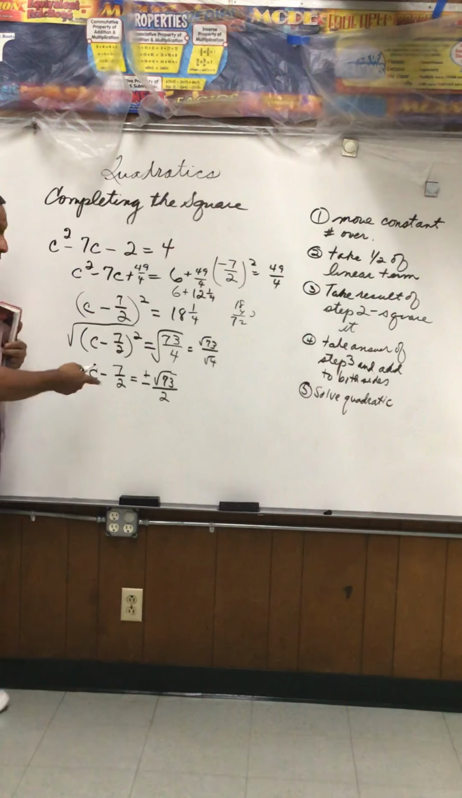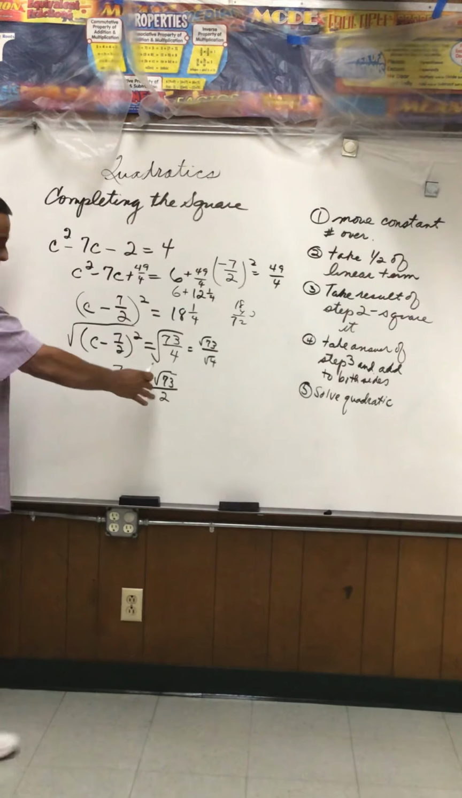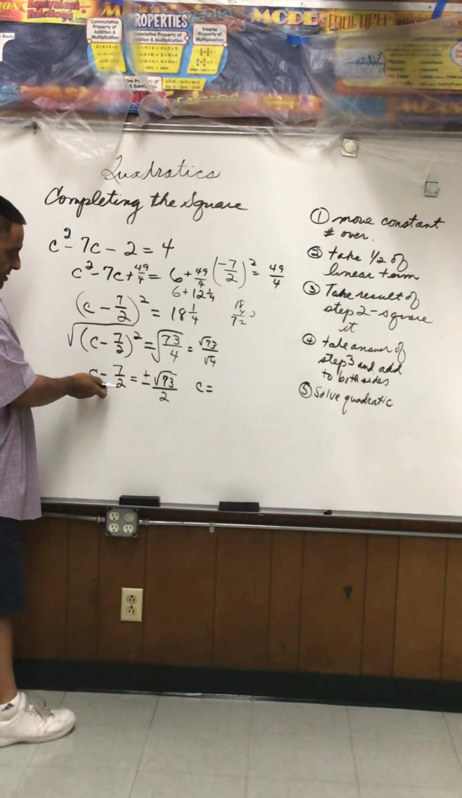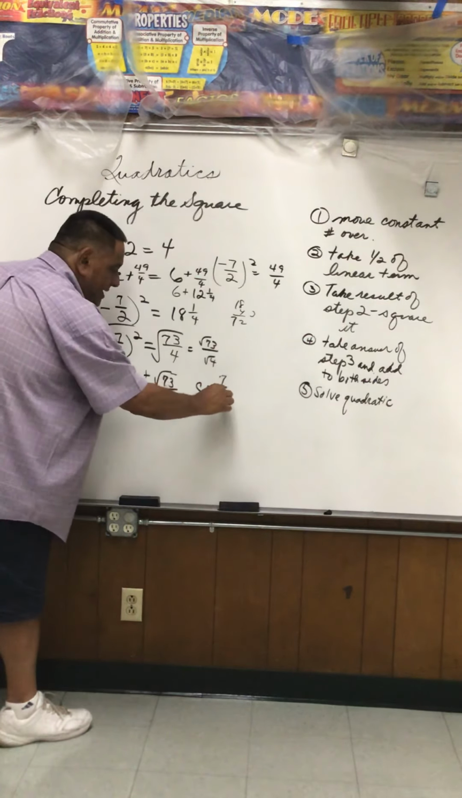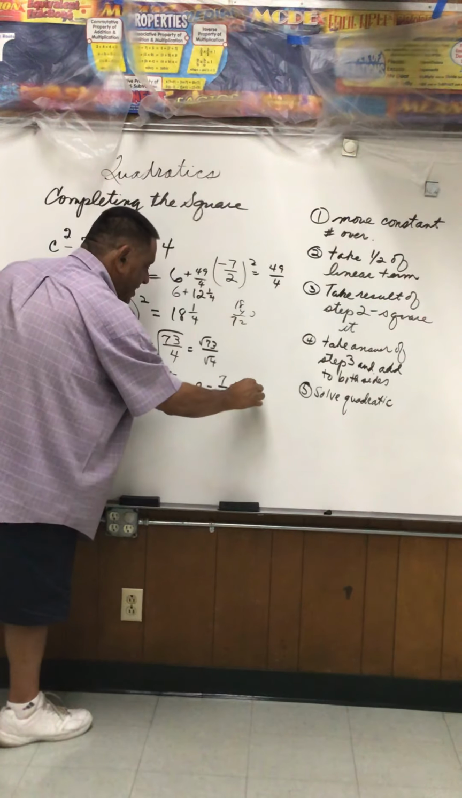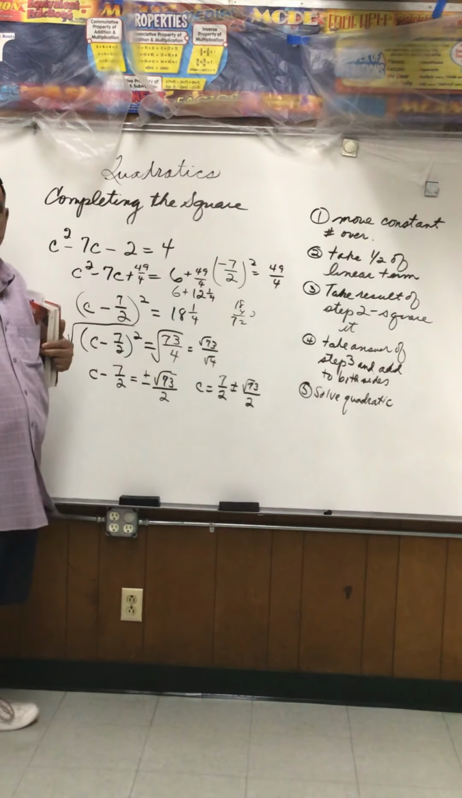Now, remember what I just told you. How do I know I'm on the right road? Because they have the same denominator. So I'm just going to move this answer over to c is equal to, this is negative 7/2, so I'm going to add it. Positive 7/2 plus or minus radical 73 over 2. There's nothing else I can do with that.